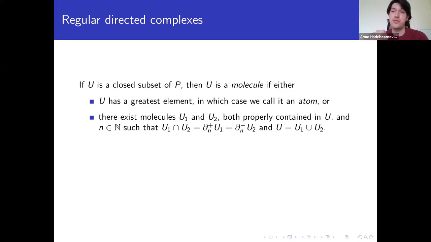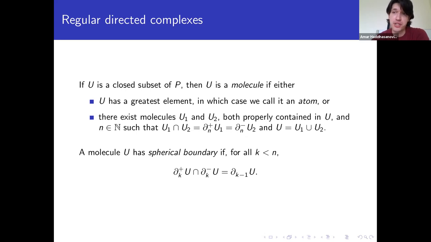So the idea is that now we want to restrict to nice kinds of closed subsets, which correspond to things that we can interpret as pasting diagrams in a strict omega category. And they're the ones which we can decompose. So in a strict omega category, we want to decompose compositions of cells as globular compositions. So we look at these specific closed subsets called molecules. We call something a molecule if either it has a greatest element, in which case we call it an atom, or it can be subdivided properly into a union of two molecules with fewer elements, whose intersection is exactly the output boundary of one and the input boundary of the other. So the idea is we can decompose them as a composition in the globular sense along the n-dimensional boundary.